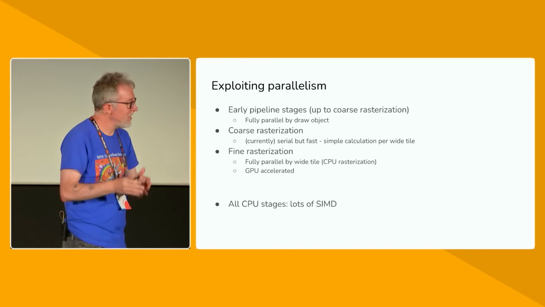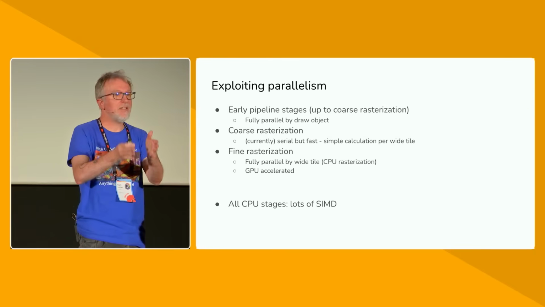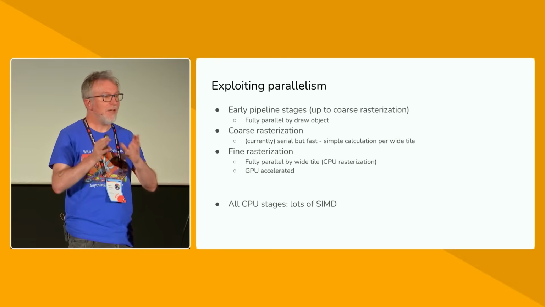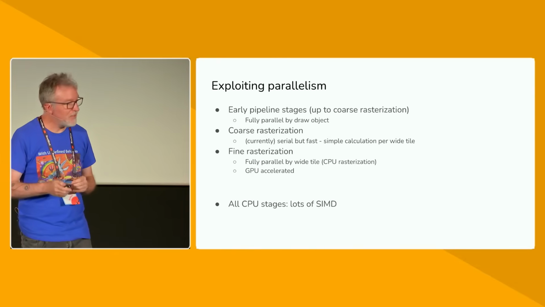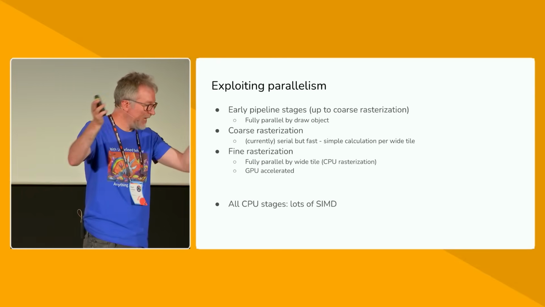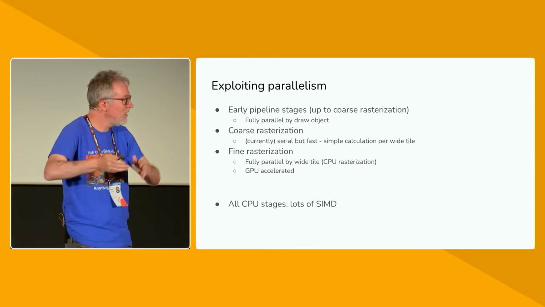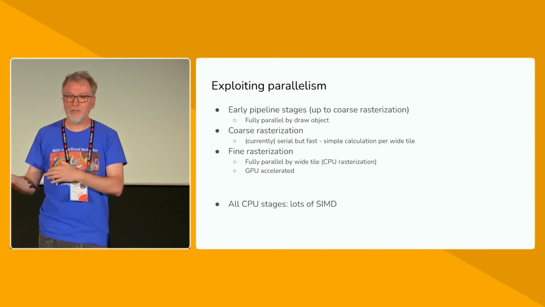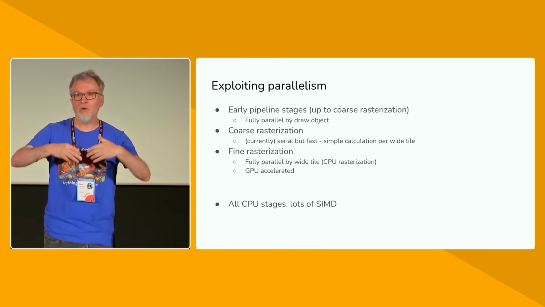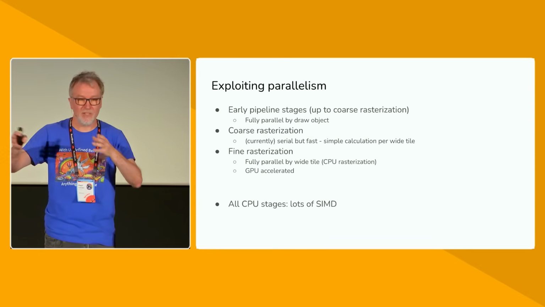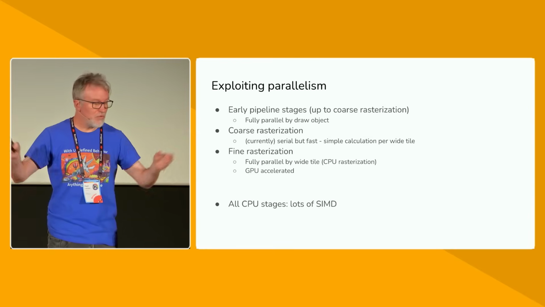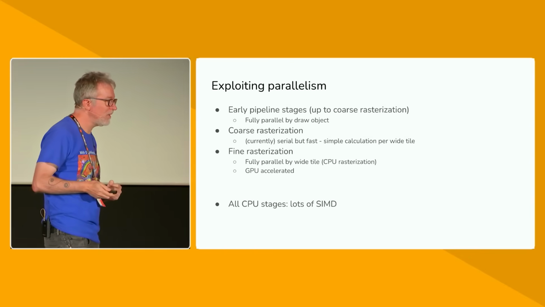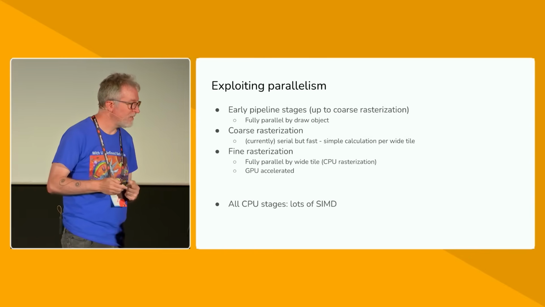Then there's this coarse rasterization step. Currently, for some of our tests, it's taking 2% of the total time. So this is potentially your serial bottleneck, but it's fast. And it's a relatively simple calculation per tile, per one of those wide tiles. That's not a 4x4 tile, that's about 1,000 pixels. And then lastly, on the CPU, you have this fine rasterization step, and again, that's fully parallel. Once you've done the coarse rasterization, there's no dependencies from one tile to another, so you can just farm those out to all the cores on your computer. And of course, if it's a GPU, then you're using those tens of thousands of threads that are available.